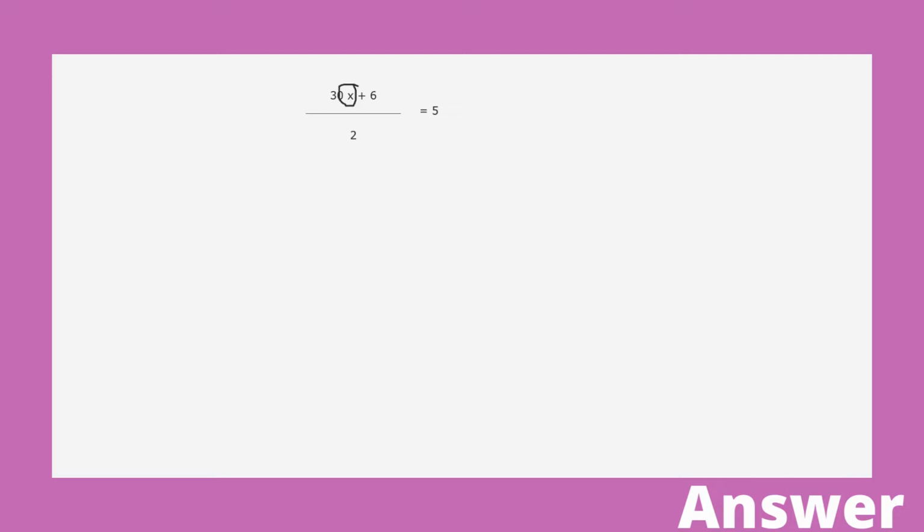First, because this is a division sign here, we'll first look at this part, right? So what we want to do is take the 2 over the equal sign. And remember what I said, whatever goes over the equal sign, the sign automatically changes. So this was a division sign, and when it goes over the equal sign, we have to multiply it. So you have 30x plus 6 divided by 2, take it over the equal sign, we have 30x plus 6 equals 5 multiplied by 2, right?